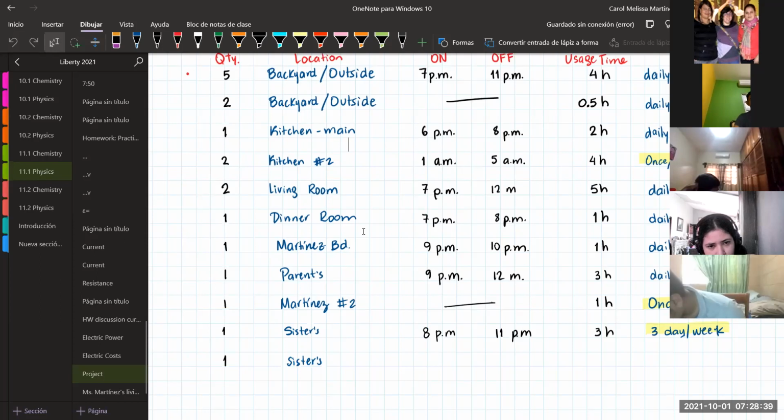The other one in my sister's bedroom, let's say that is on only for just 1 hour when she watches TV, from 11 p.m. to midnight. It is 1 hour, and yes, this happens daily. Oh, even when she plays at Nintendo.